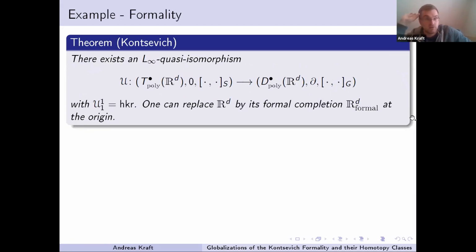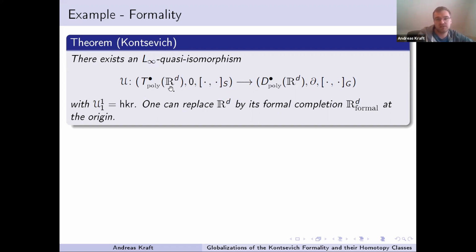And the one example of L-infinity morphisms we're interested in is the formality. So the theorem is like this: there exists an L-infinity quasi-isomorphism between the polyvector fields on R^d and the polydifferential operators on R^d. And its first structure map is just the Hochschild-Kostant-Rosenberg map, which is just the anti-symmetrization of the vector fields, which is a quasi-isomorphism. And we will only use this as a black box, but the proof is pretty hard, but it has some nice properties.